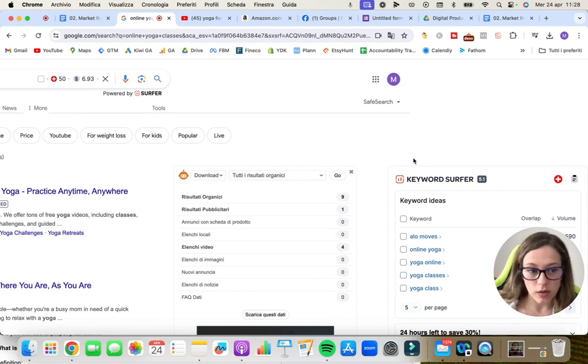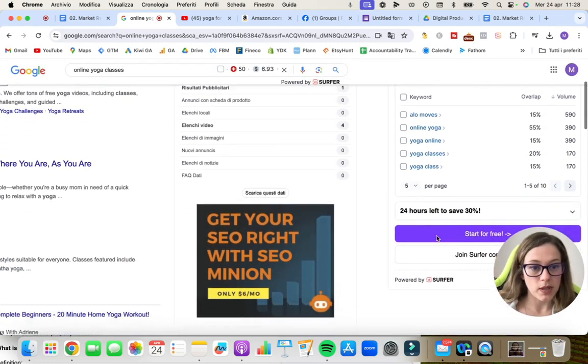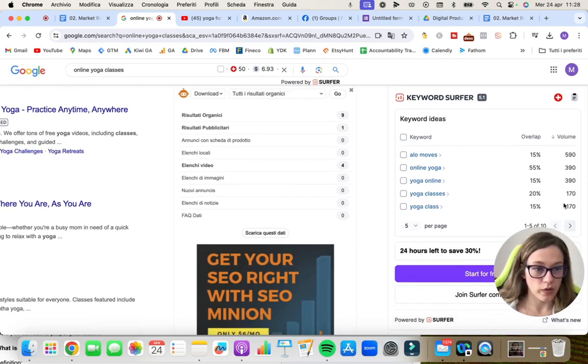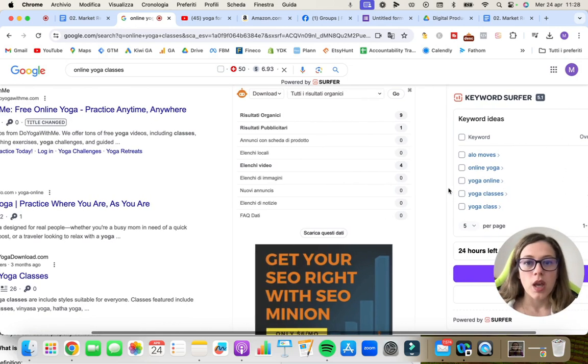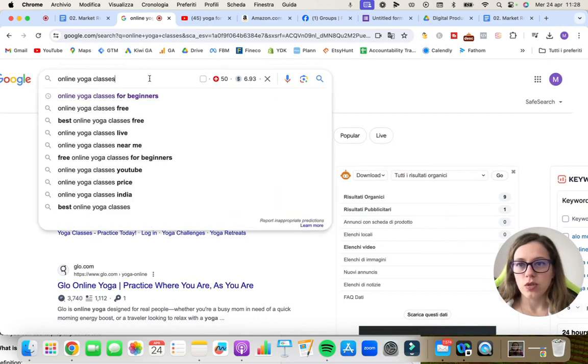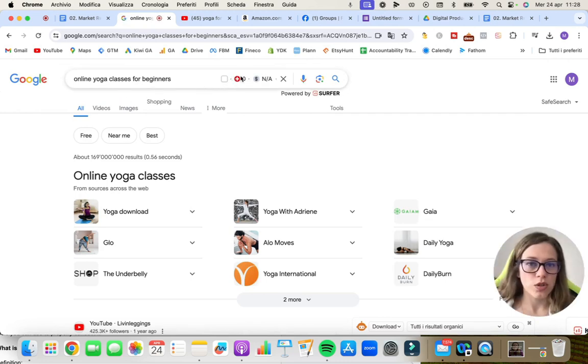So what I highly suggest you to do is you type in whatever keywords you have in mind, you note them down, okay, and you also note down these ones, which are basically some keyword ideas with the related search volume. Okay, so you just note down at least 10 of these. And at the same time, you play around a little bit just to understand, for example, online yoga classes for beginners.